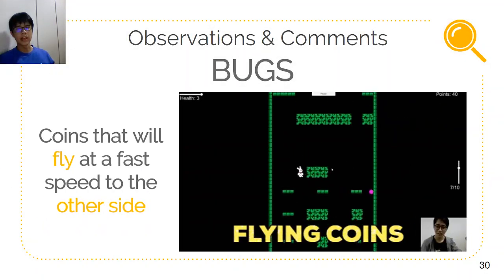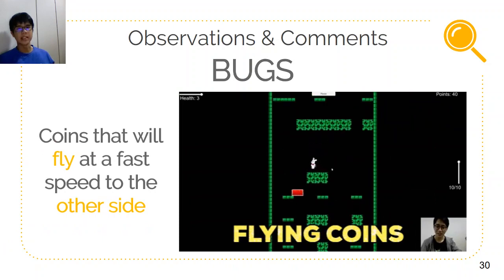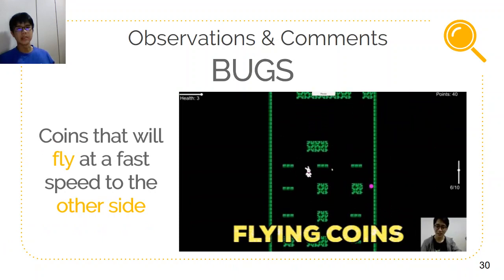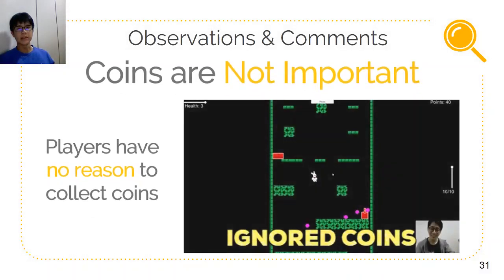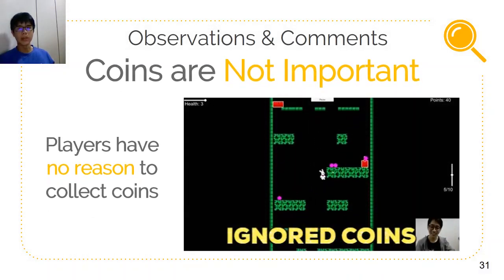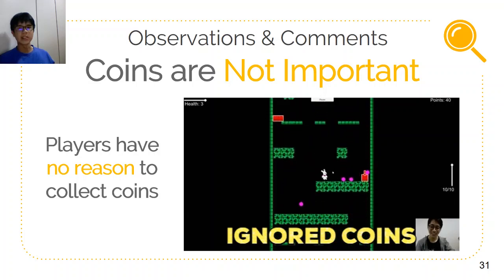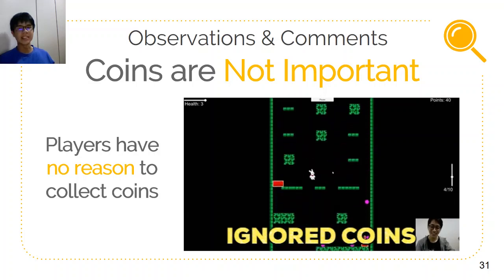Coins also seem to fly at a very fast speed to the other side. This makes it seem weird compared to other games, and this makes it harder for players to get coins. On that subject, players will ignore coins and not make them a priority as they do not look like coins and they have no functionality yet.